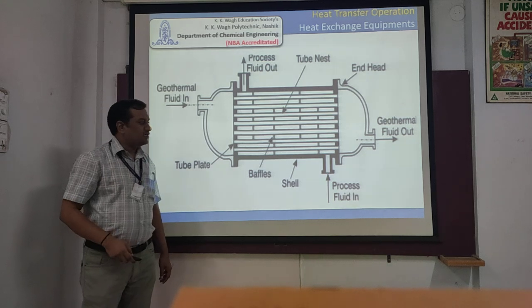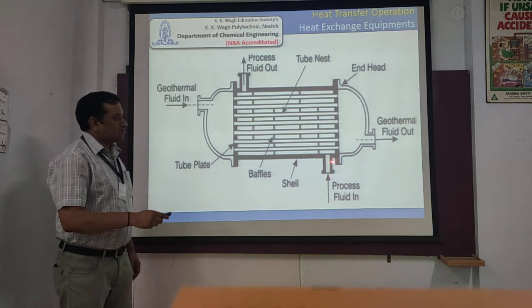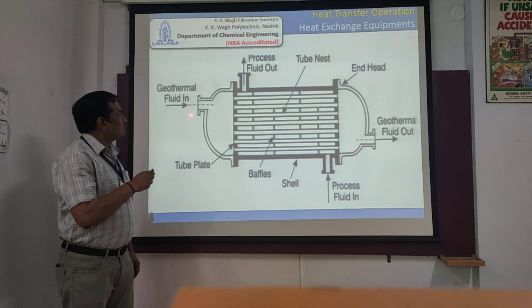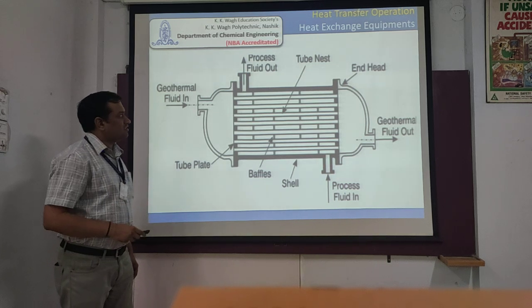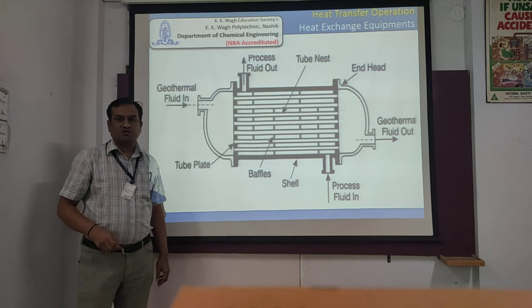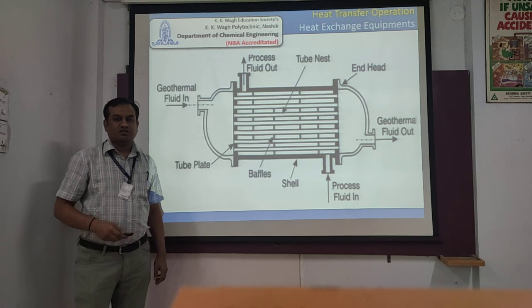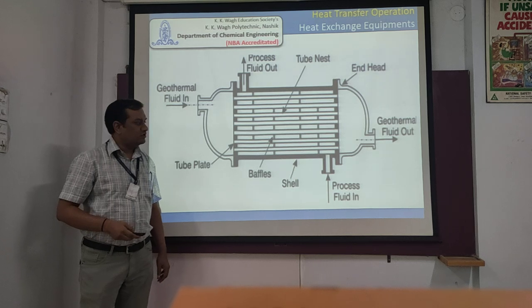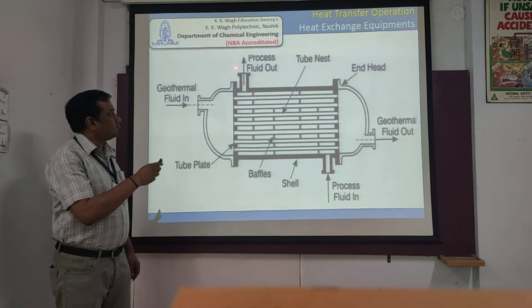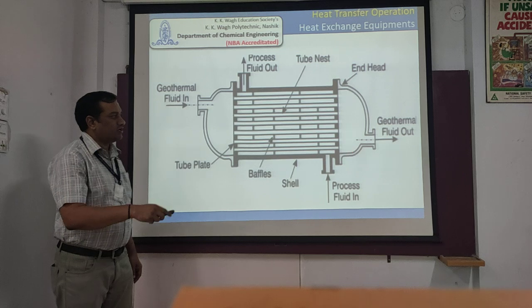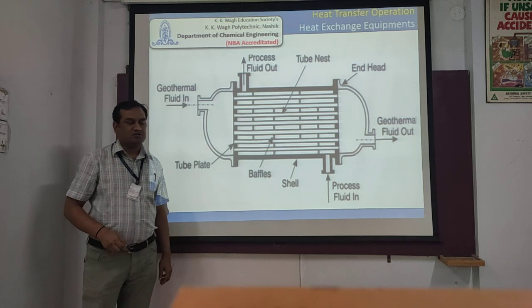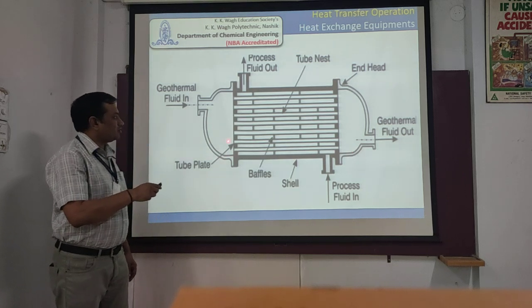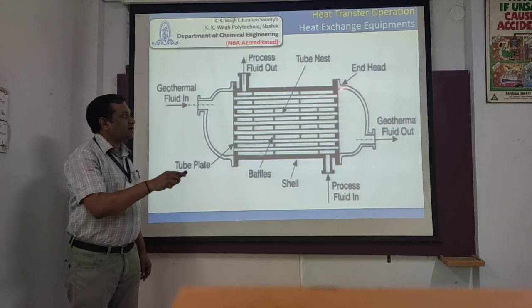The other parts of a shell and tube heat exchanger are these nozzles. And why are these four nozzles required? Because in the heat exchanger there should be two fluids, one is a hot fluid and the second is a cold fluid. So for the inlet and outlet, there are four nozzles. And to process this fluid from this part, we require heads.